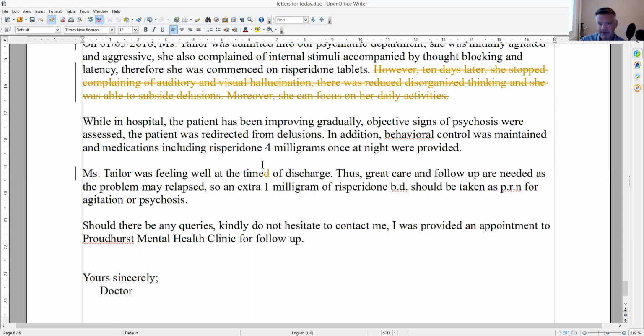Thus, great care and follow-up are needed as the problem may relapse. Well, she may relapse. Her problem cannot. Her problem doesn't relapse or do anything. It's a problem. It has no sense of agency. So great care and follow-up are needed as she may relapse, not relapsed. So an extra 1 milligram should be taken as PRN for agitation or psychosis.